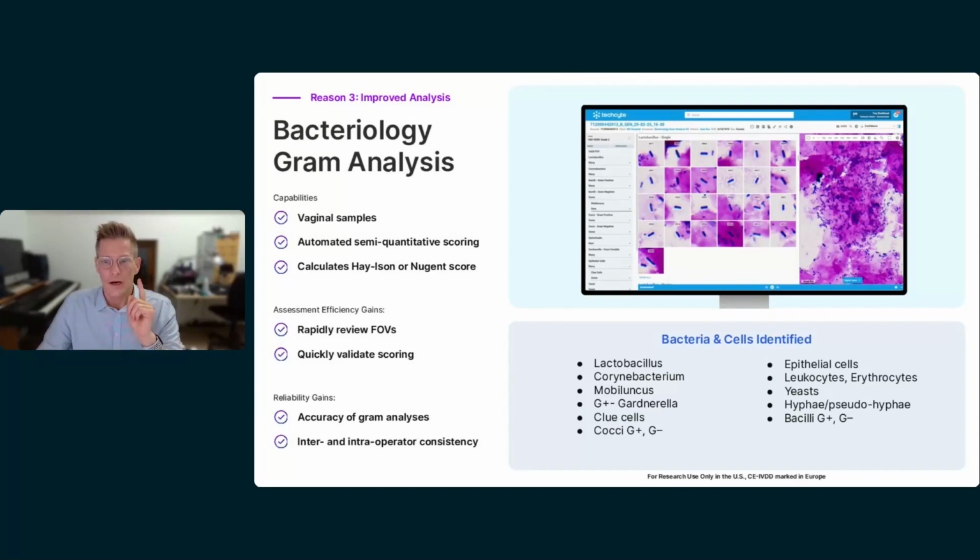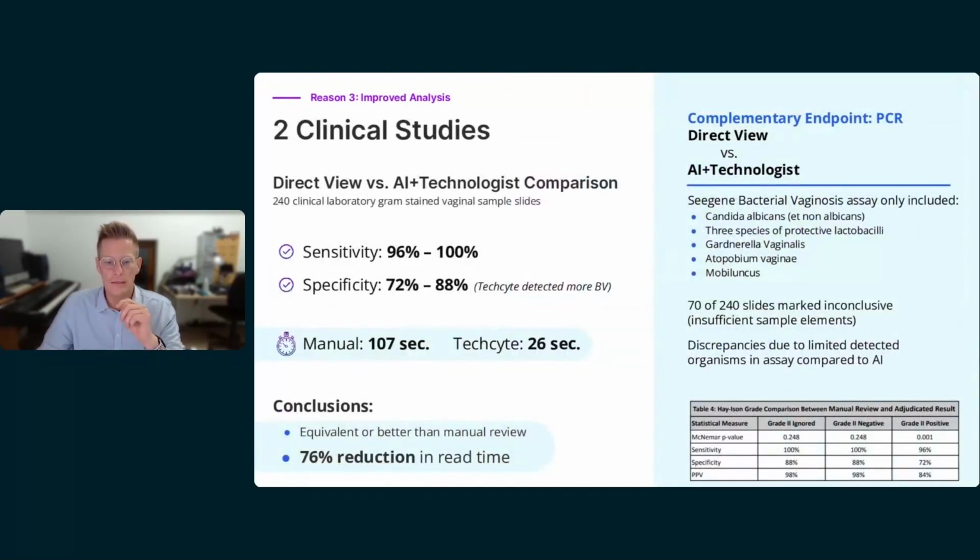But our bacteriology Gram analysis still has a very solid place in the market for several reasons. First of all, it allows for rapid screening of BV tests. It allows the users to detect not just the BV components, but some other organisms, as you can see on the screen as well. And more importantly, we have just completed 2 studies.